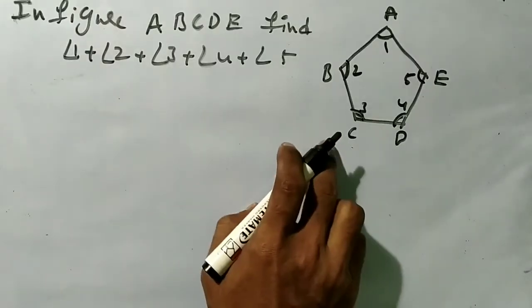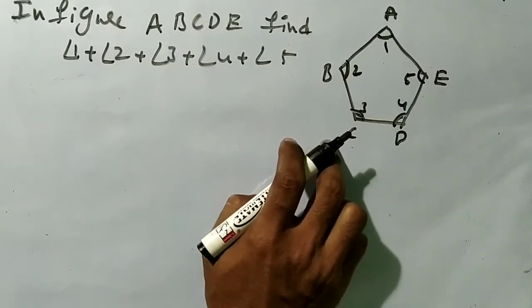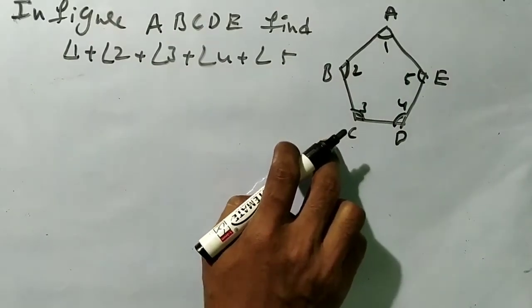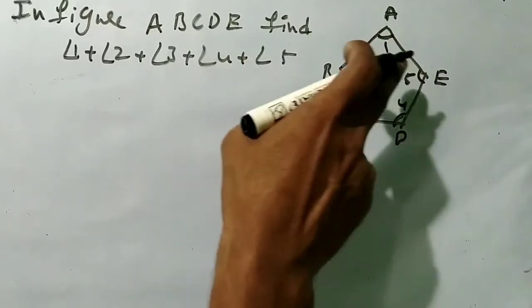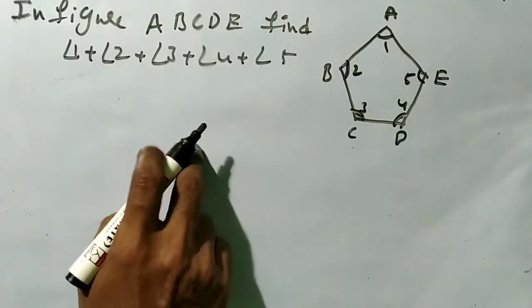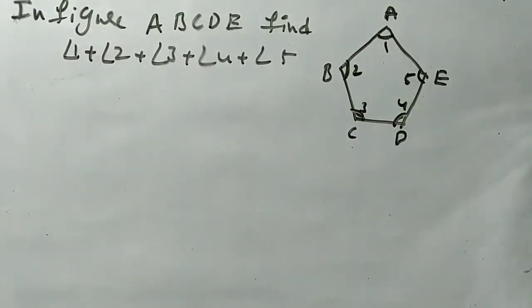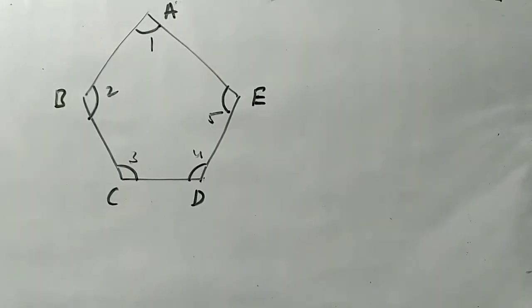I have drawn the pentagon as a smaller diagram so that you can understand easily. Here ABCDE is a pentagon. I will draw it clearly here. This is the pentagon of question 13.